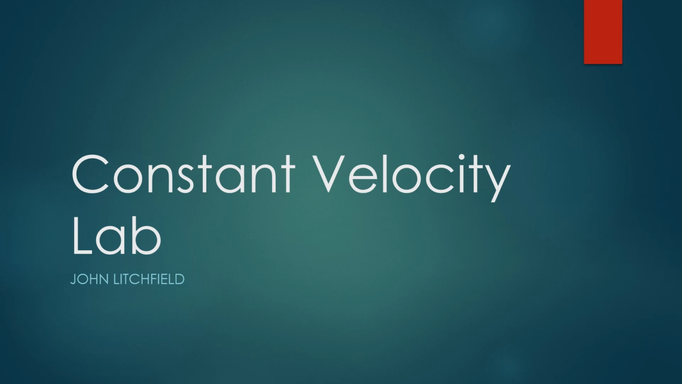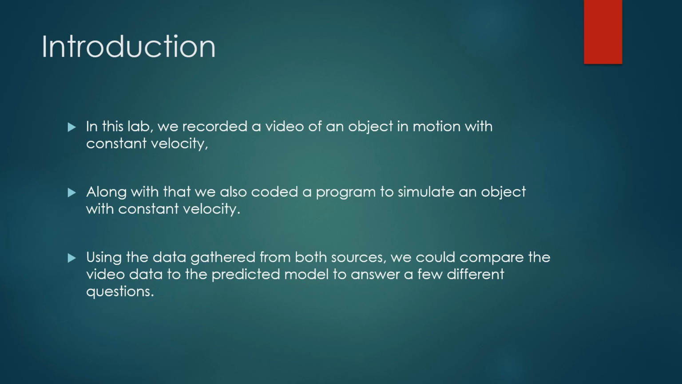Lab this week was about constant velocity. Within this lab, we recorded a video of an object in motion with constant velocity. The object in this case was a cart with wheels. Along with that, we also coded a program to simulate an object with constant velocity. Using the data gathered from both sources, we could compare the video data to the predicted model to answer a few different questions.